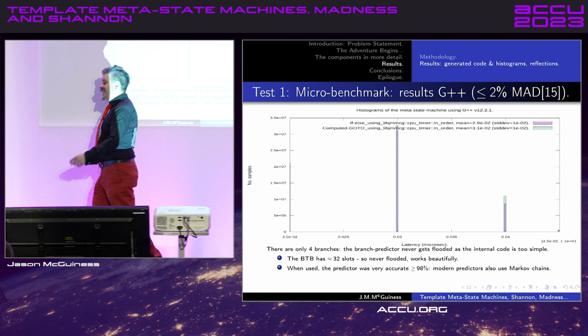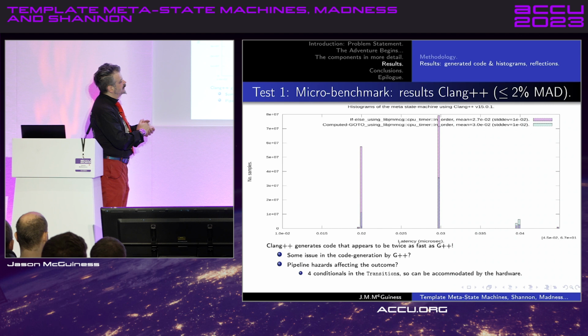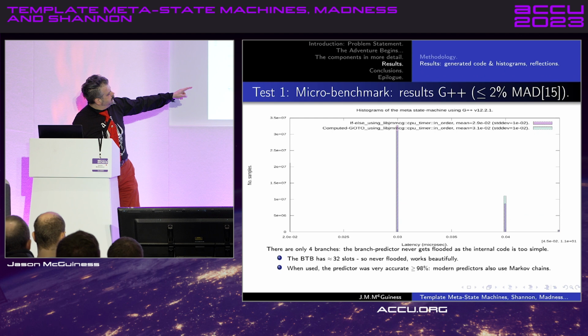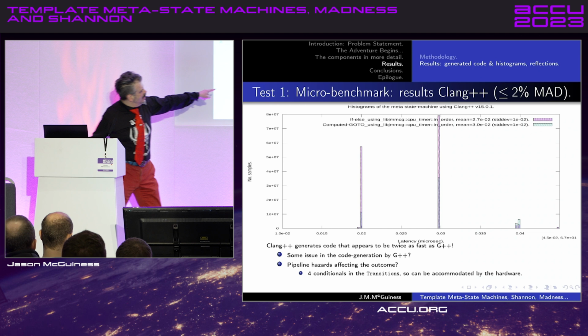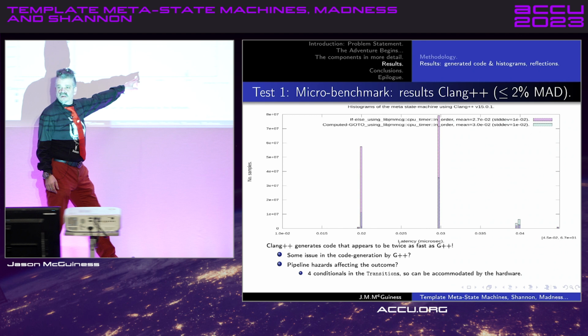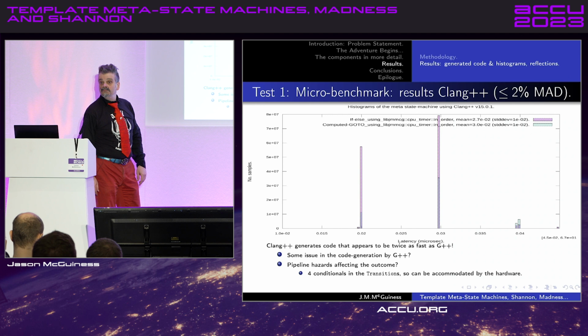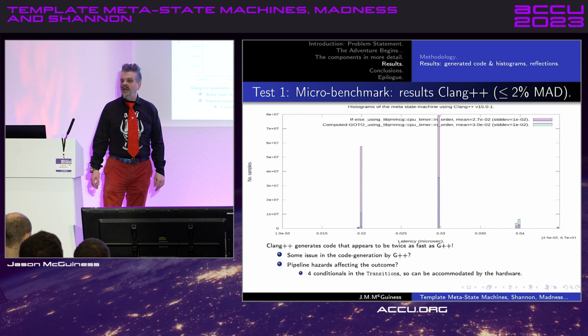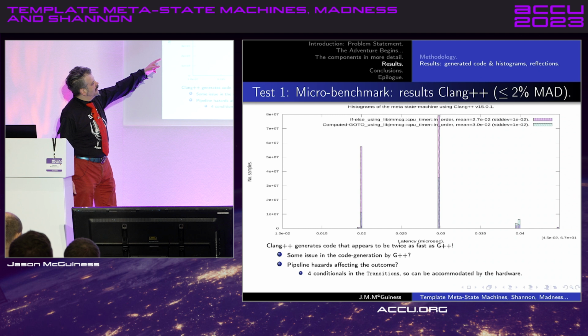Okay, what about Clang? Hang on. 40 nanoseconds, 30 nanoseconds, 20 nanoseconds, 20 nanoseconds, 30 nanoseconds, 40 nanoseconds. Clang generates faster code. Yeah, there's something weird going on with GCC here in its generation of simple if-else chains. What the heck's going on? Again, I can't see a performance difference there.